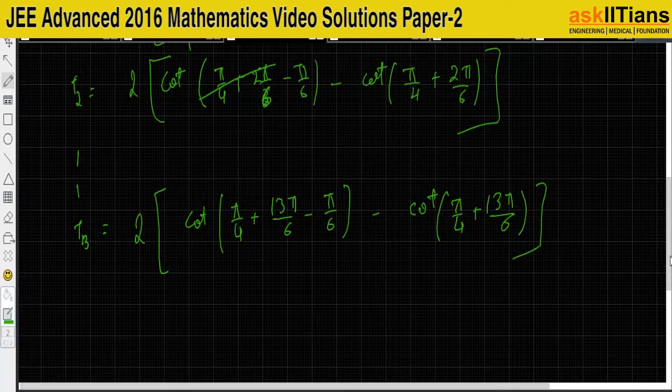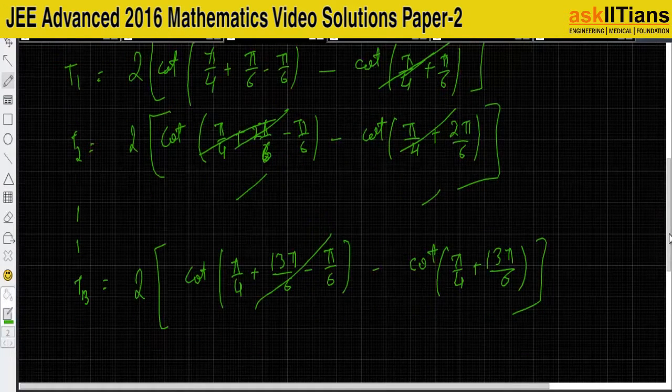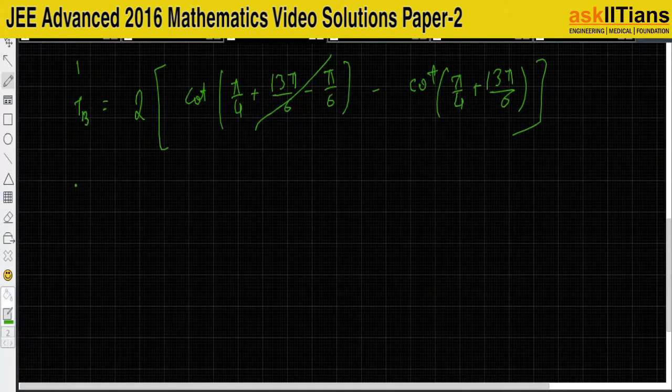Now see what terms will get cancelled. This term will get cancelled with the next, and this will get cancelled with this. So what will remain is the first term and the last term. So what will be the value of sigma tk?